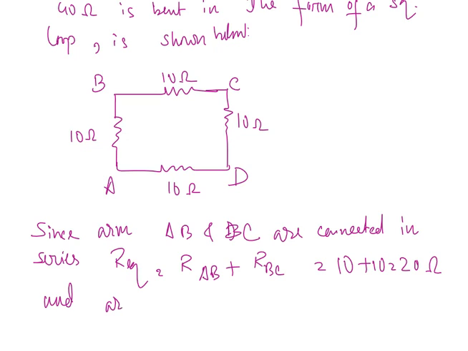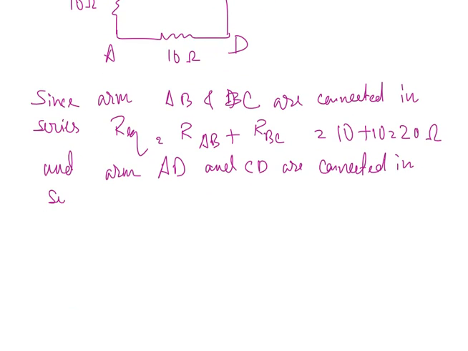And arms AD and CD are also connected in series. Therefore, R_EQ is equal to R_AD plus R_CD. Therefore, 10 plus 10, again we have 20 ohm.